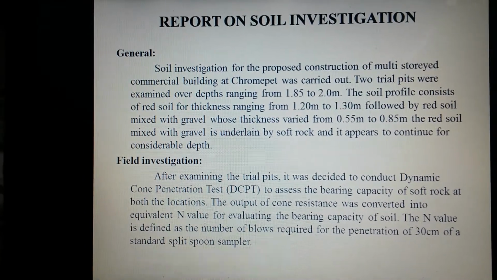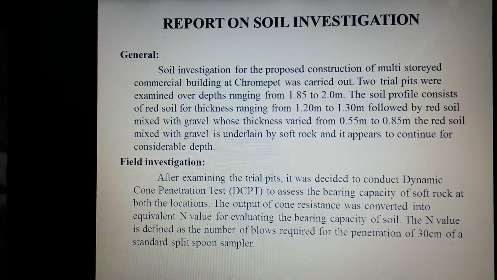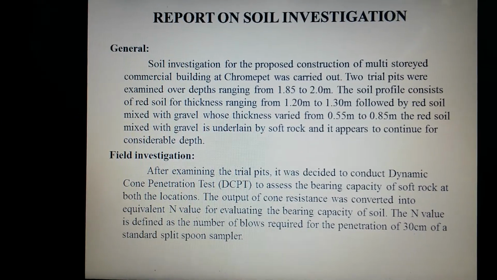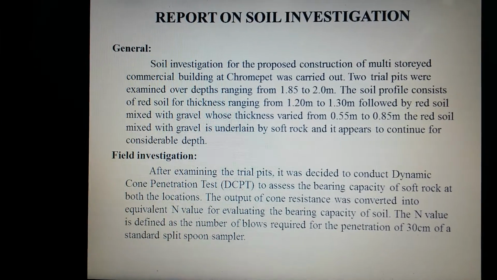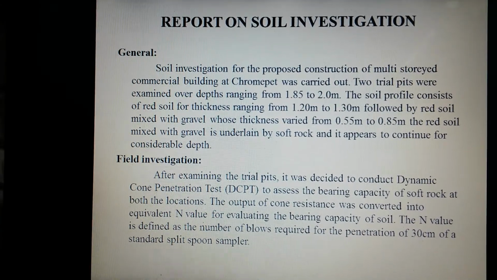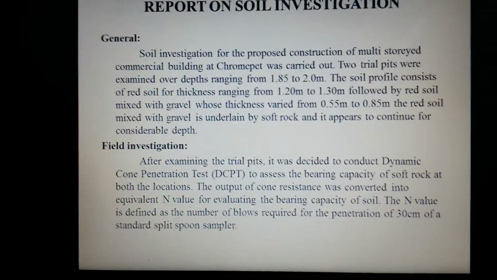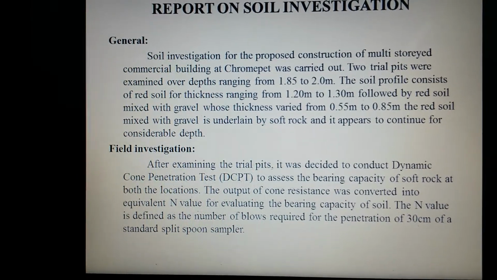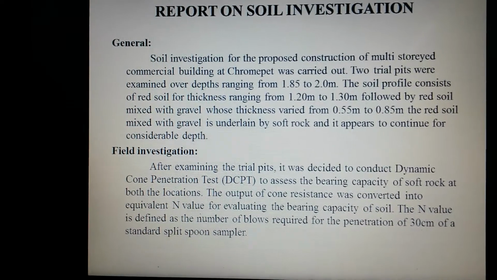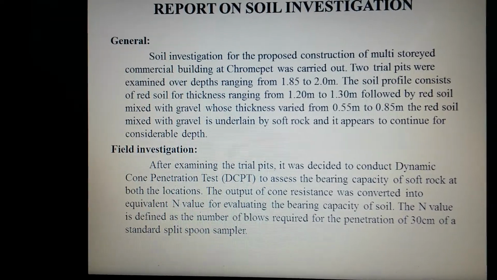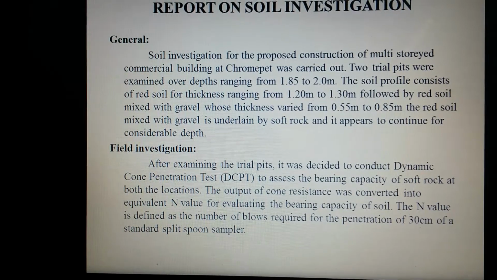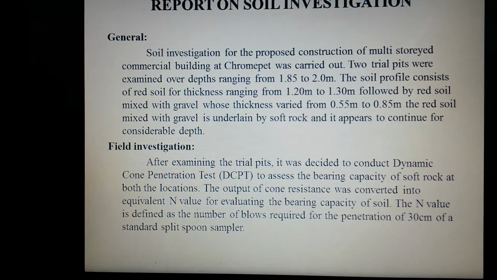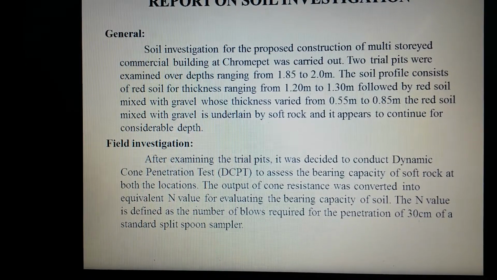Our project site is at Chromepet, so we decided to do a soil investigation at the site. We carried out 2 trials, and the trial pit depth ranged from 1.85 to 2 meters. Then at the trial pits we decided to conduct a dynamic cone penetration test, and the output of the cone resistance was converted into the equivalent N values, where N is the number of blows required for the penetration of 30 cm of the split spoon sampler.